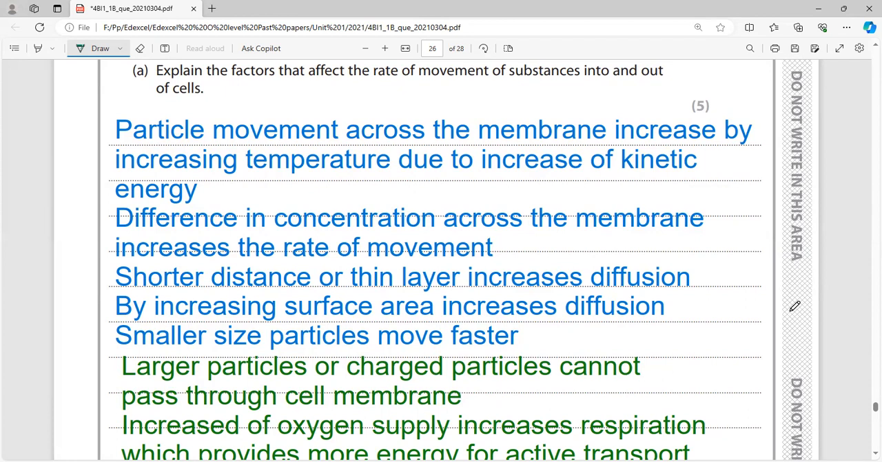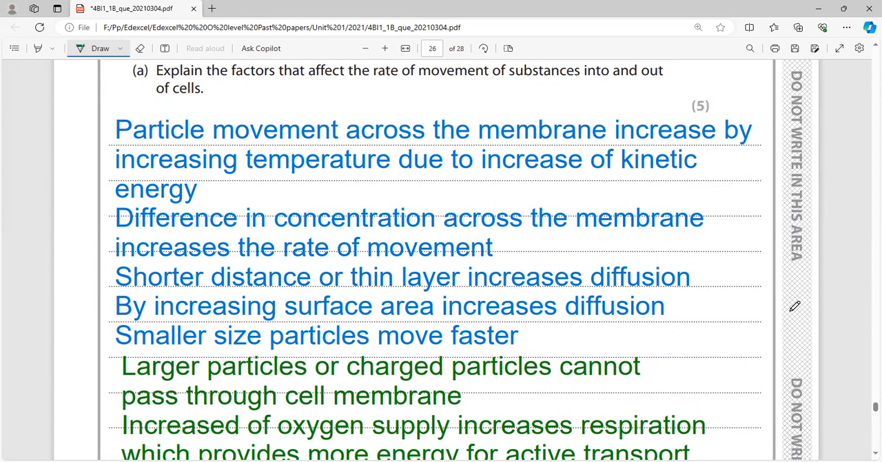So that's 2 points here. We're going to proceed to the further 2 points. The difference in concentration across the membrane increases the rate of movement of facilitated diffusion. So if on one side of the membrane there is a high concentration of molecules, and on another side there is a low concentration, so if there is a big difference in concentration gradient, the rate of diffusion will increase. That's the second and third point.